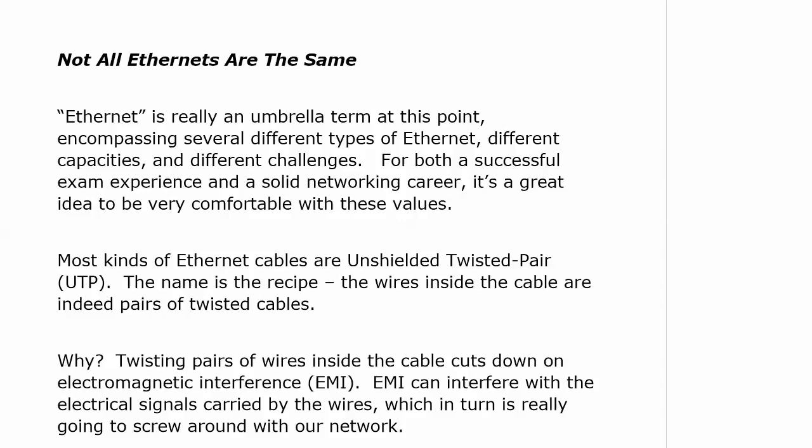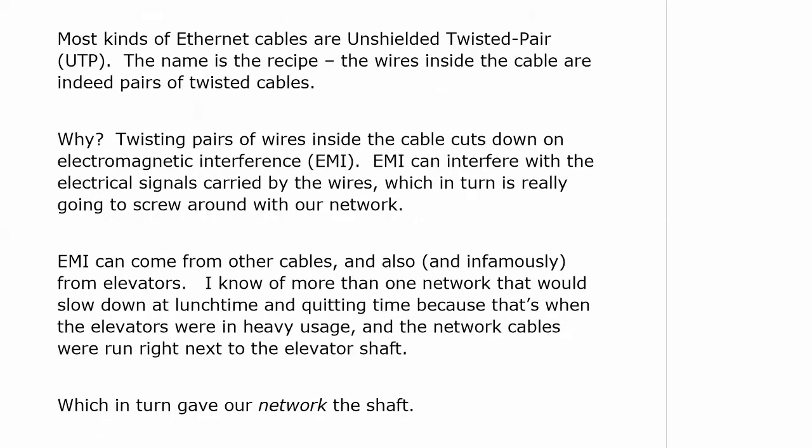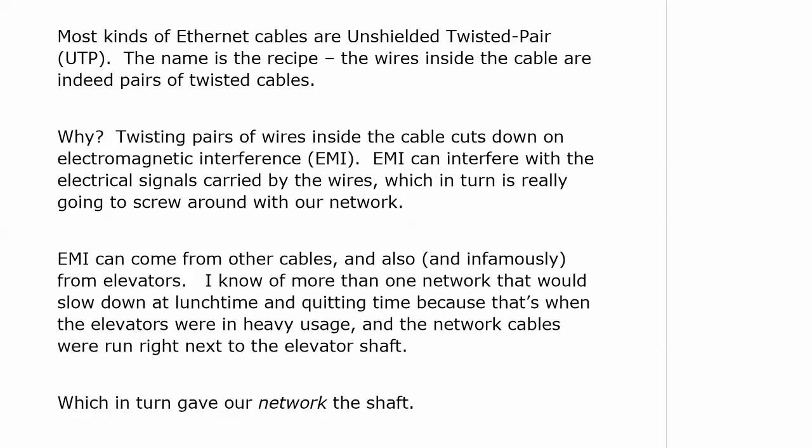Twisted pairs of wires inside the cable really cuts down on electromagnetic interference, EMI. Now, EMI can interfere with the electric signals being carried by the wires, which in turn is really going to screw around with our network. EMI can come from a couple of different sources. It can come from other cables, which is why you don't necessarily want to tie 50 cables or 100 cables together with one wrapper, if you could.